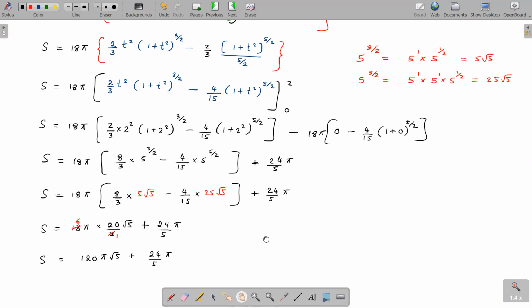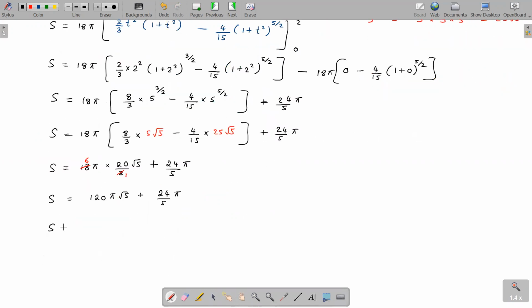So I think let's take the common thing out. We can first take the common denominator with 5. Then we get here 120 times 5, which is how much? 600. 600 root 5 pi over 5 plus 24 over 5 pi.